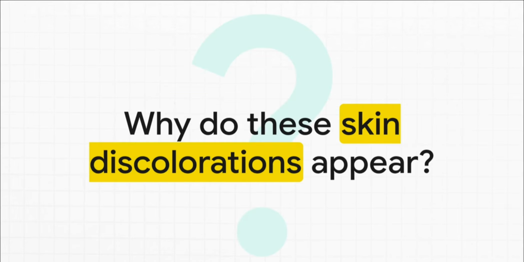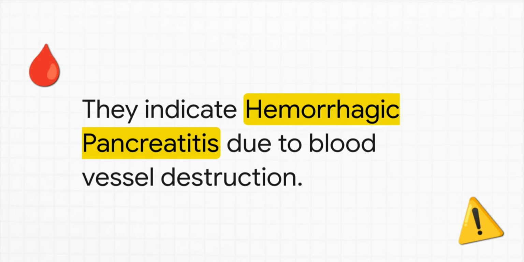Now, I want you to think about this for a second. Why do these distinct, bruise-like skin discolorations actually appear on the patient's belly and sides? What's the underlying pathology causing this massive visual clue? Well, the answer is pretty severe. These signs indicate hemorrhagic pancreatitis. When that premature trypsin activates inside the pancreas, it sets off other enzymes, specifically one called elastase. And elastase destroys blood vessels, leading to massive internal hemorrhage. That bleeding literally seeps through the tissue planes and shows up as bruising on the skin. Missing this sign could absolutely cost a life. It is a major, major red flag.